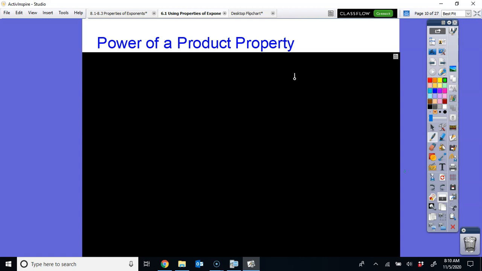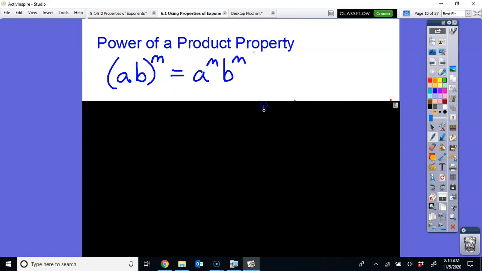So the power of a product property. Now this sounds very similar to the first one. The first property is the product of powers. It's when you multiply two things with exponents. The power of a product is when you raise something that's already multiplied to a power. So you have two different things inside the parentheses, and then you raise it to a power outside the parentheses. But notice the things on the inside of the parentheses are multiplied. It is a product. It is not an addition problem on the inside.